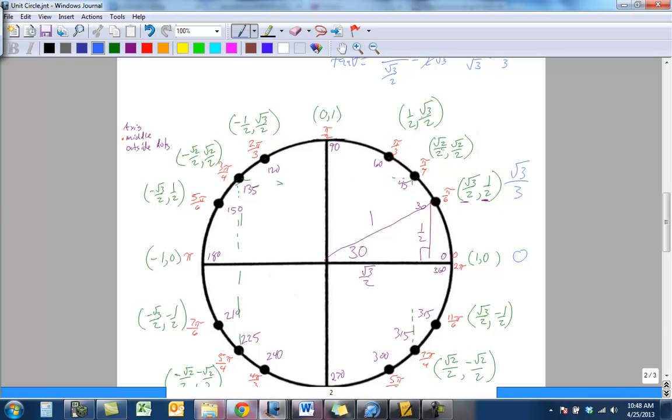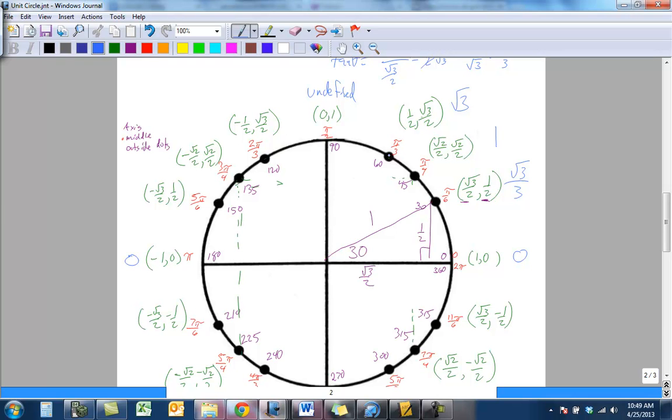Root 2 divided by 2 divided by root 2 divided by 2 is 1. This one, when you flip it, long story short, this is root 3. But this one, when you have 1 divided by 0, divide by 0, you get undefined. All right, now, once you've got these, just fill it out here. So, this 0 divided by -1 is still 0.